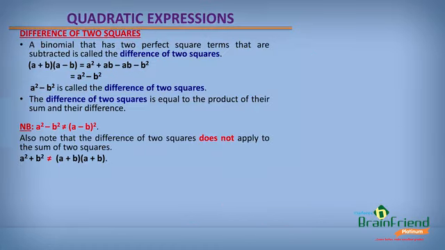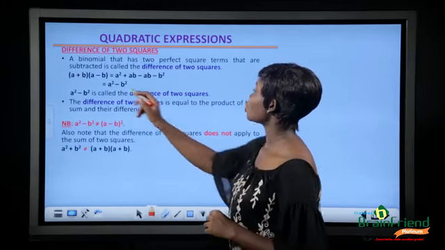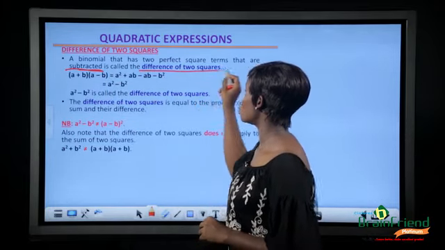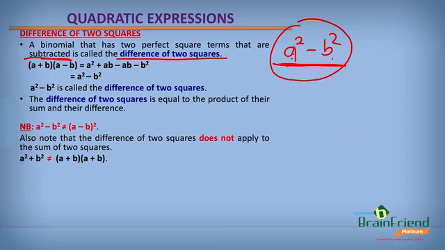Now, difference of two squares. A binomial that has two perfect square terms that are subtracted is called the difference of two squares. Let's say we have a squared minus b squared. This is called the difference of two squares. Know that a is a perfect square, b is a perfect square. Once two perfect squares, say a squared and b squared, are subtracted, we say this is called the difference of two squares.